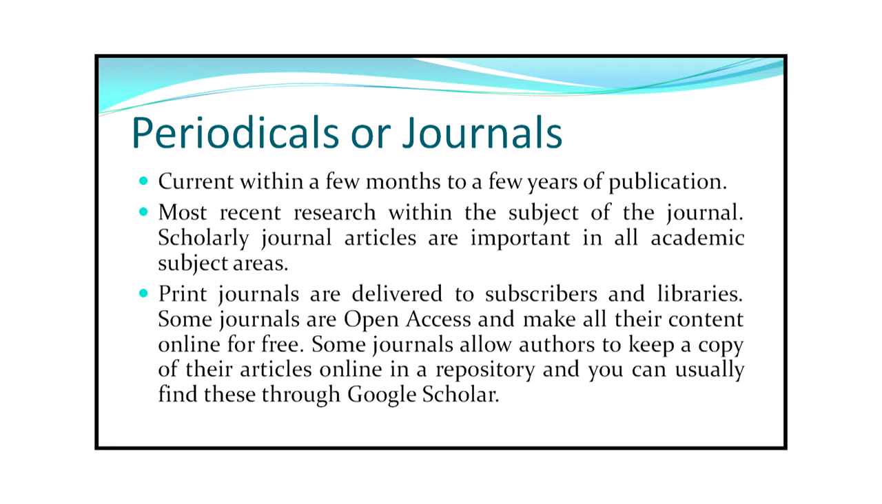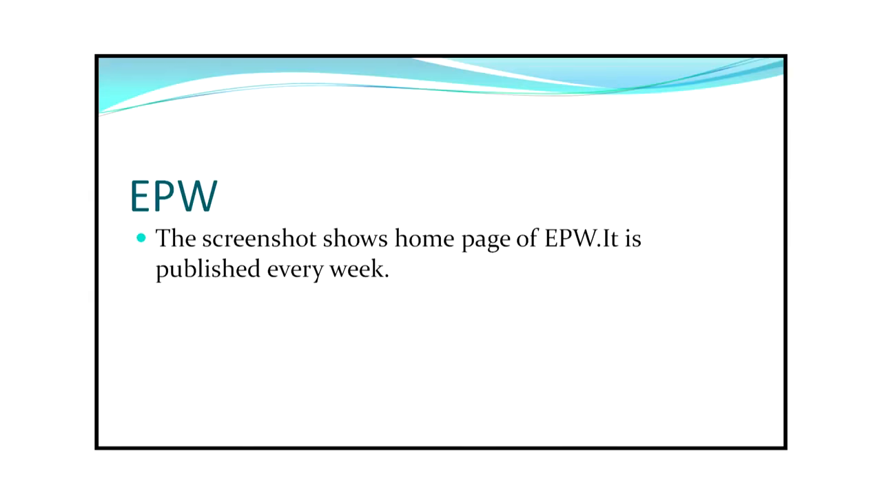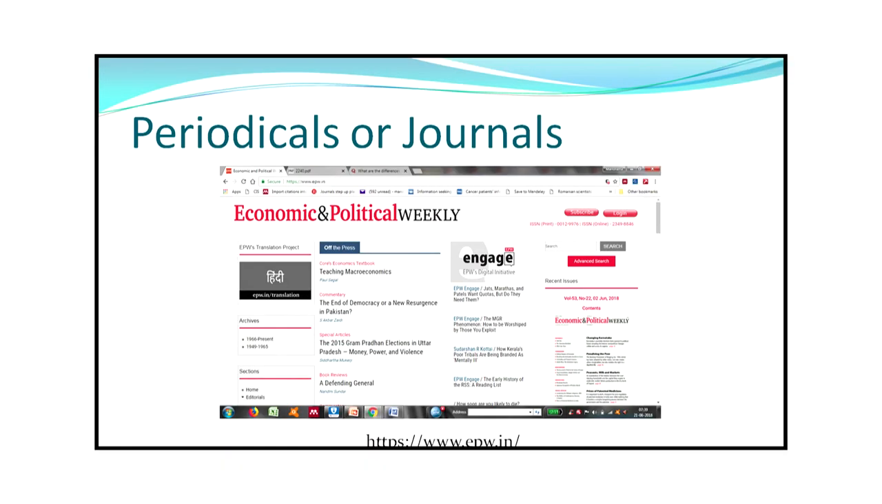Periodicals or journals are published at regular frequencies or at regular intervals. Periodicals may be published weekly, fortnightly, monthly, bi-monthly, annually or biannually. The screenshot shows the homepage of EPW. It is published every week. Economic and Political Weekly focuses on different issues which have social, political and economic relevance, and this journal is published weekly.